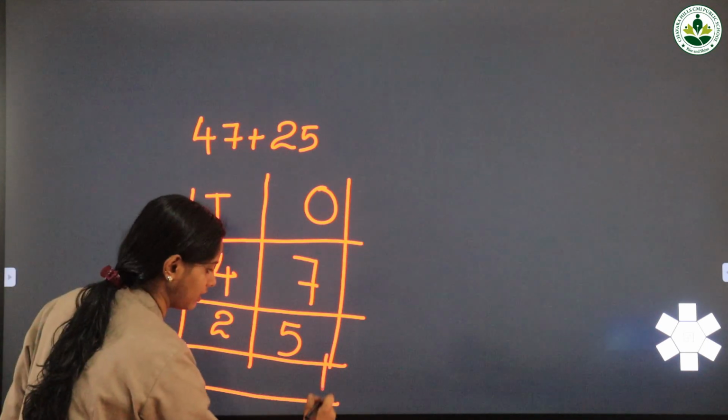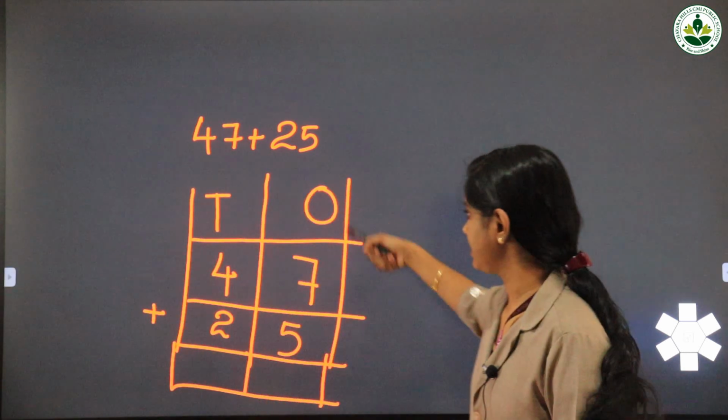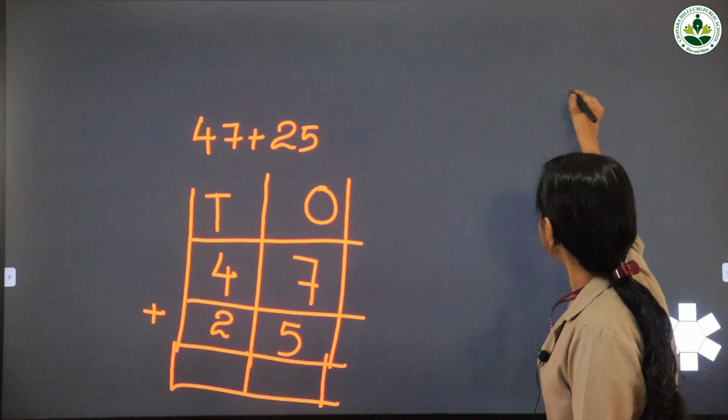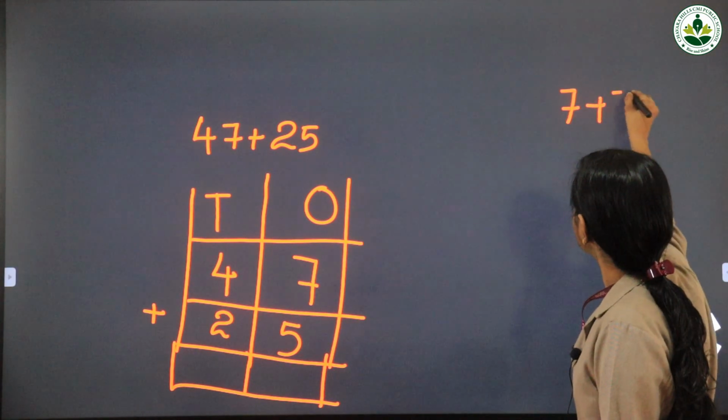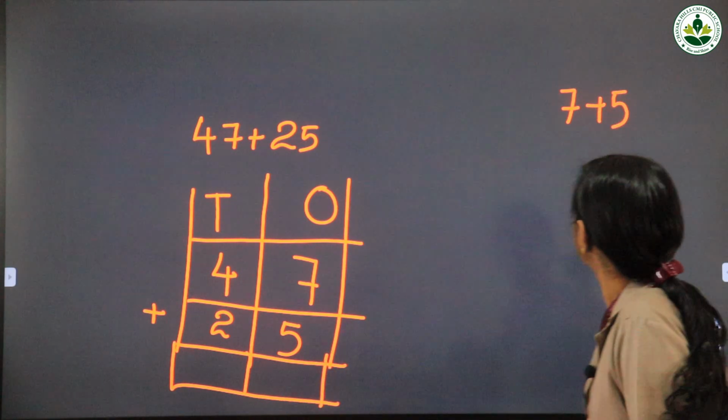Okay, let us start our addition. We start from which side? We start from the right side, that is the digits in the ones place. First we add 7 plus 5. 7 plus 5 is equal to 12.